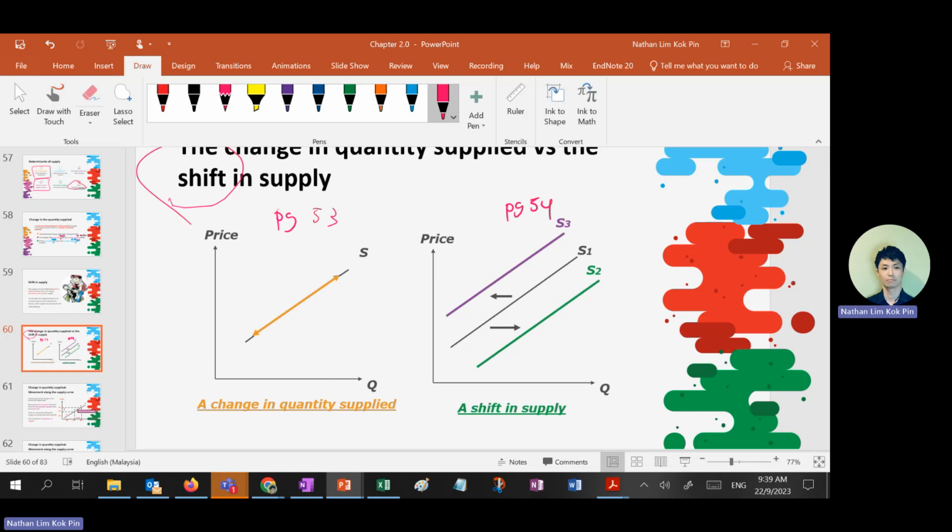As usual, ladies and gentlemen, for change in quantity supply, there will only be one curve. Then we draw a dotted line, and this point changes to another point. For shift in supply, there will always be at least two lines. Makes sense? Shift in supply, always two lines.